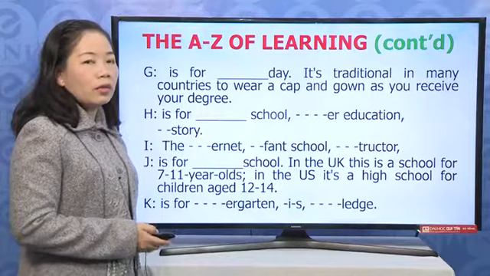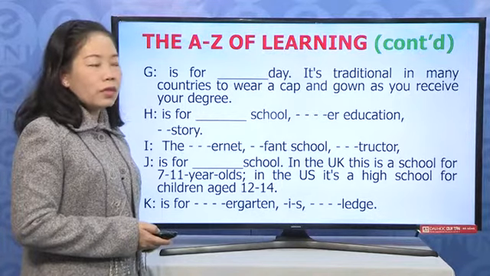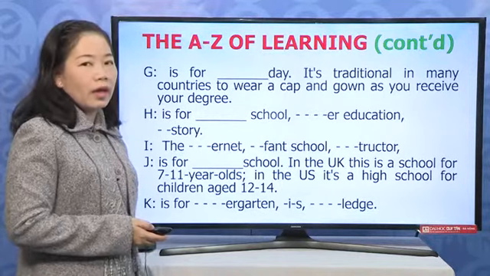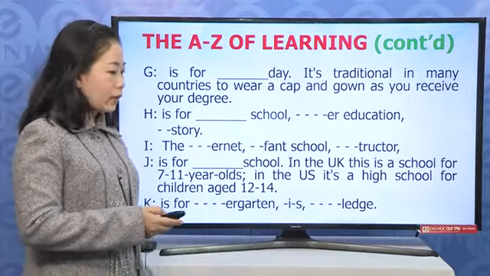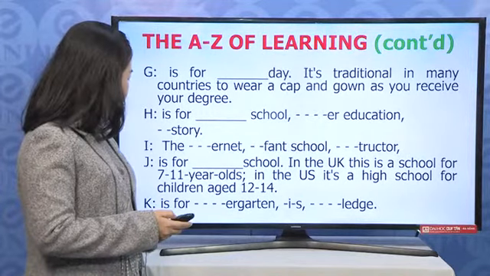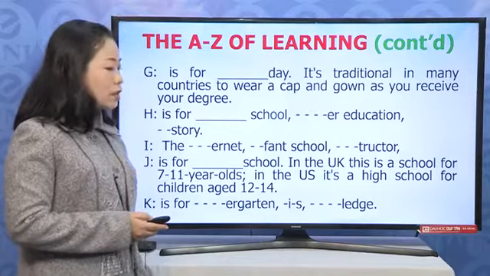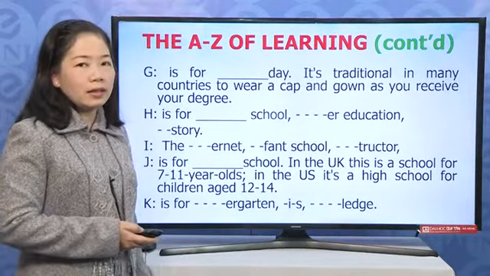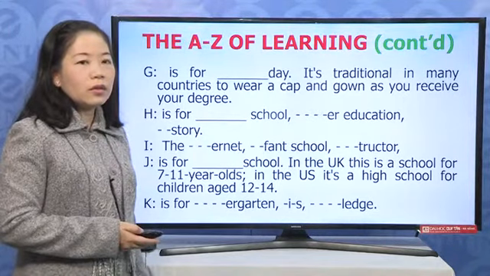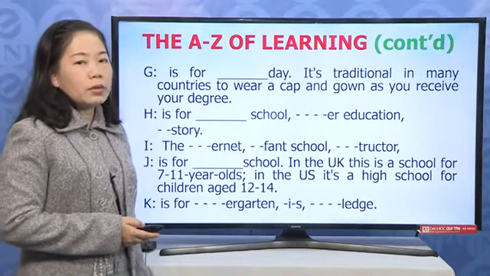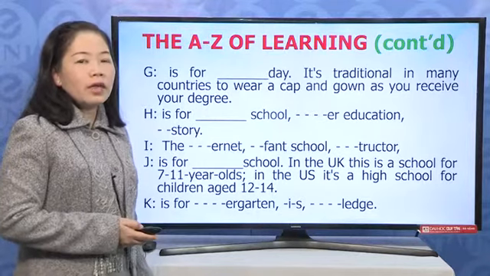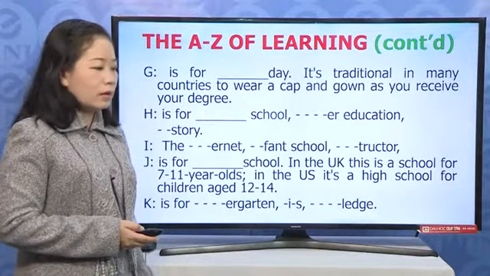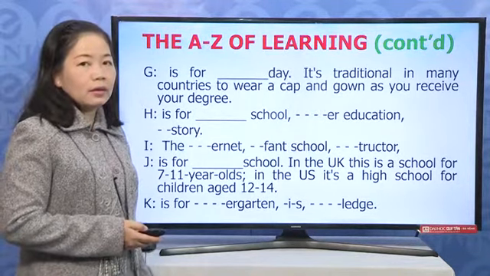And now you go on with the words for the questions from H to K. For example, look at K. K is for kindergarten. Kindergarten. Children go to this kind of school before the age of 5. Okay. K is also for knowledge.